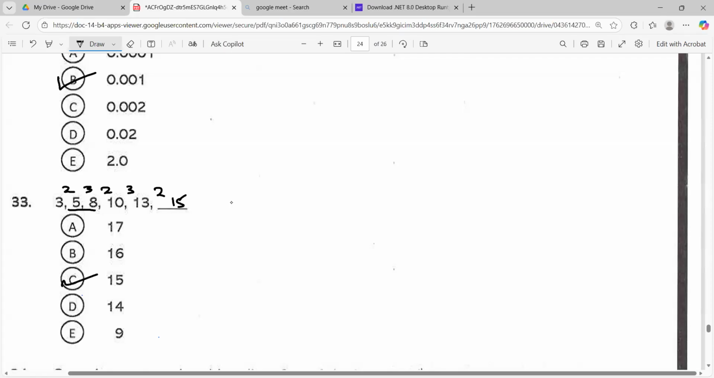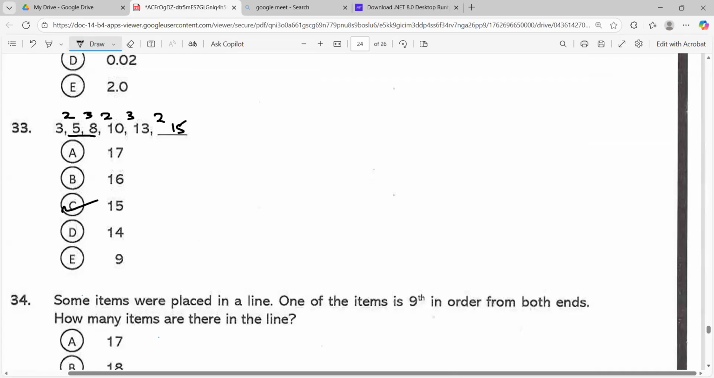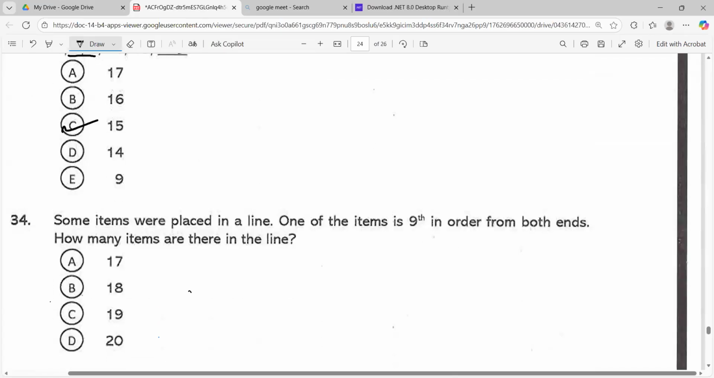Yeah, I agree. I think you explained it well. I don't need to add anything. Good job. All right, on to 34. Let's go.